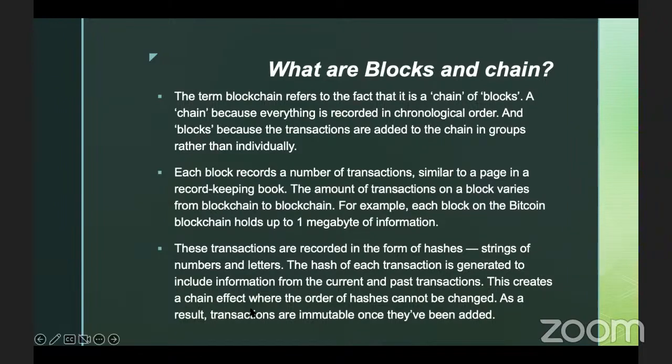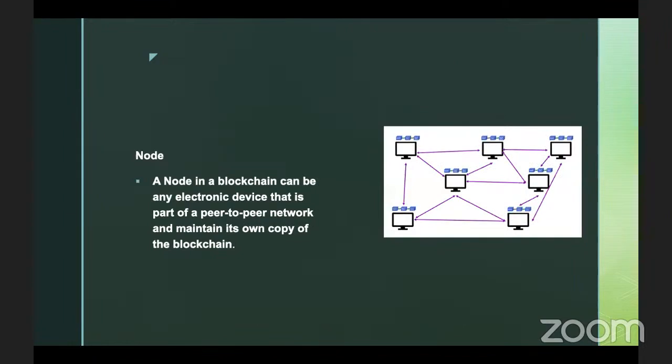So this creates a chain effect where the order of hashes cannot be changed. As a result, transactions are immutable, that means non-changeable once they have been added. This is done using cryptographic algorithms or security algorithms, which made it practical. That's why we are saying blockchain is safe or secure. Your transactions in a blockchain are secure and the algorithm will manage it by itself.